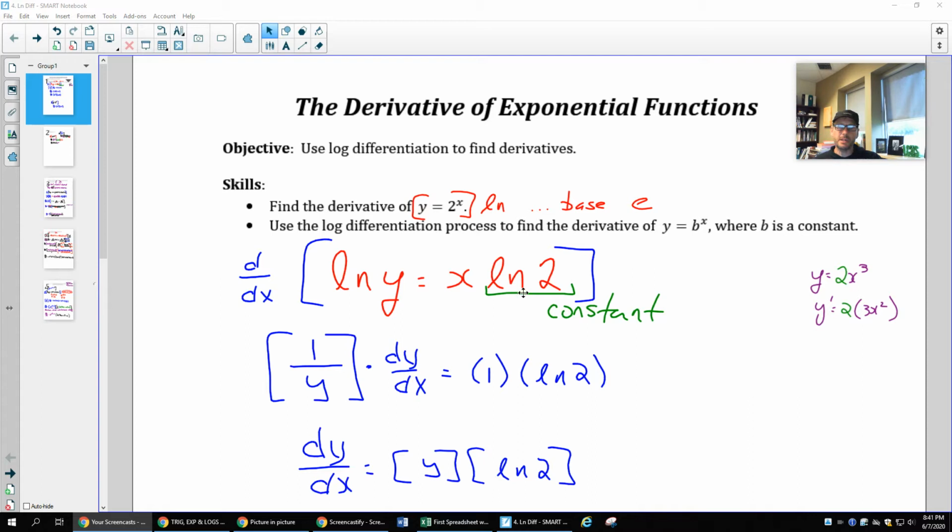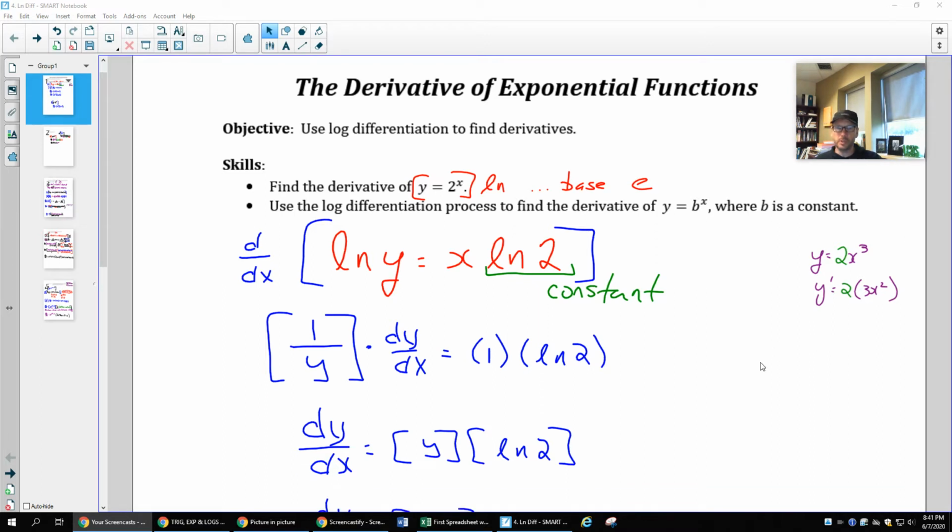One of the things that people get stuck on, though, is that you still get this natural log of 2. We forget the natural log of 2 is actually just a constant term. The same way, if you have y equals 2x cubed, y prime is 2 times 3x squared. When it's a constant, it doesn't have any impact in your first step of taking a derivative.